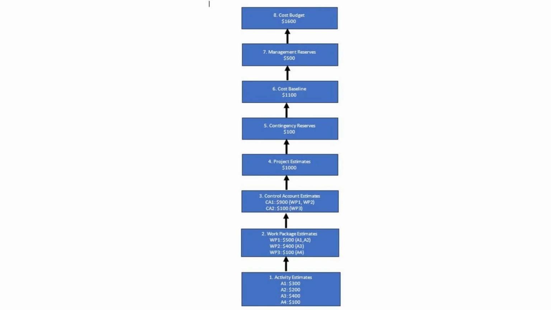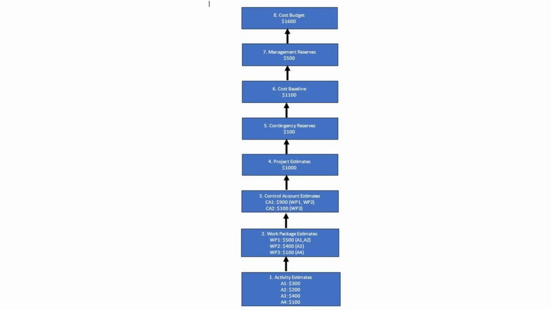Just like how activities are grouped into work packages, work packages are also rolling up to control accounts. A control account can have multiple work packages. There can be only one control account a work package can belong to. You sum up the cost of the activities aggregated at work package level. You sum up the cost of all the work packages and aggregate them at a control account level.